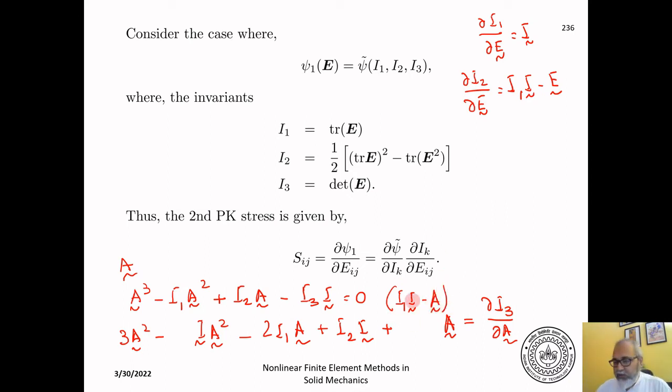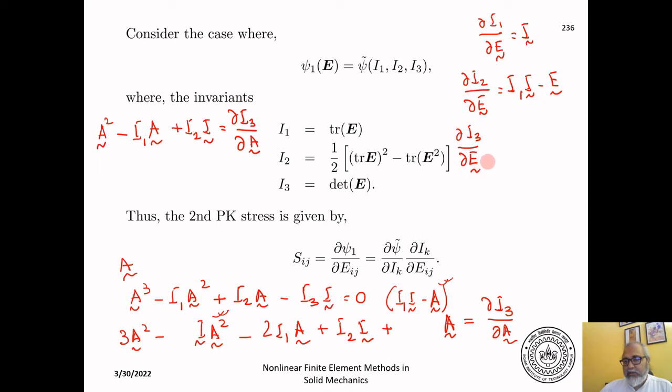Then if we now do the calculations, we have A squared here, A squared from here, and 3A squared, so we are left with A squared minus I1 A plus I2 I is equal to ∂I3/∂A. So ∂I3/∂E would be E squared minus I1 E plus I2 I.